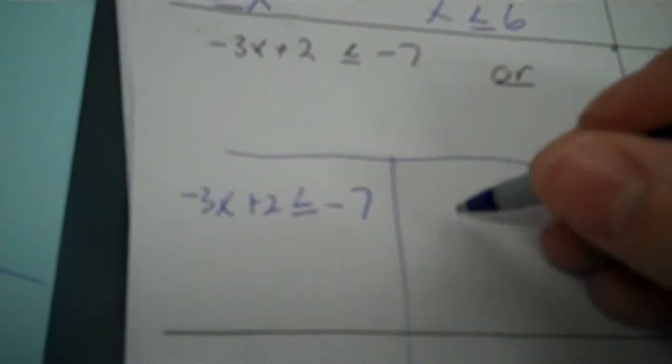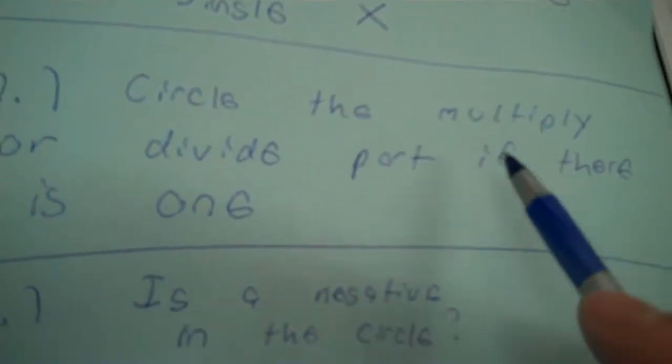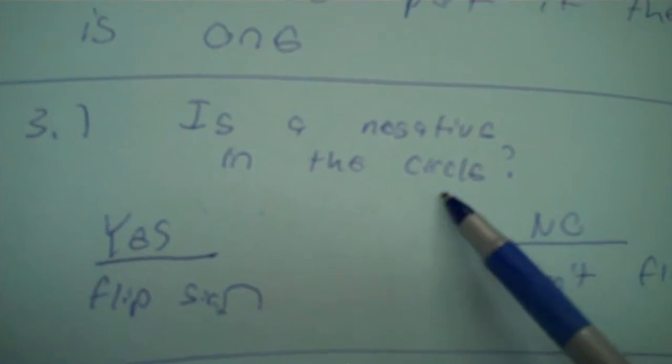Okay, two more. You got two inequalities, so you're going to make your table again. This is the word or, though. So on one side I go -3x plus 2, -7. On the other side, we're going to put x plus 6, -3. Okay, here's where the x is at. I want you to circle the multiplying or dividing part if there is one. So x has multiplied by -3. There's a negative in that circle. Yes, flip the sign.